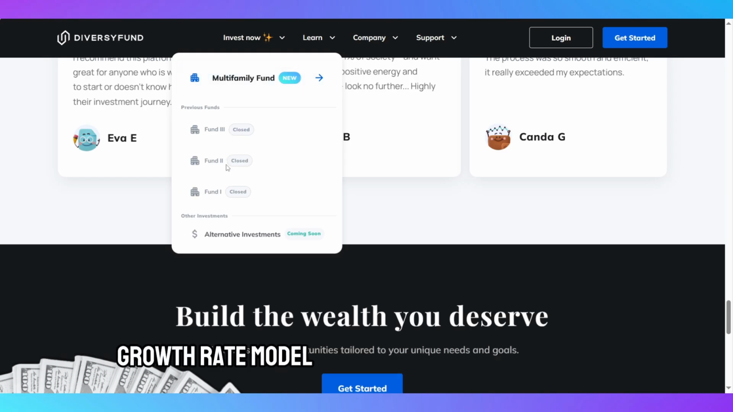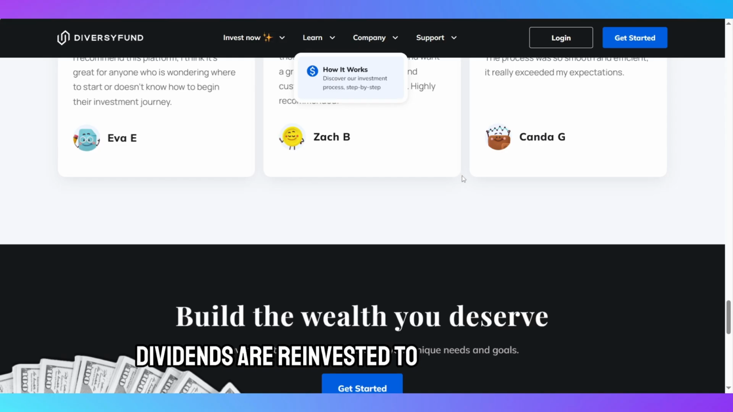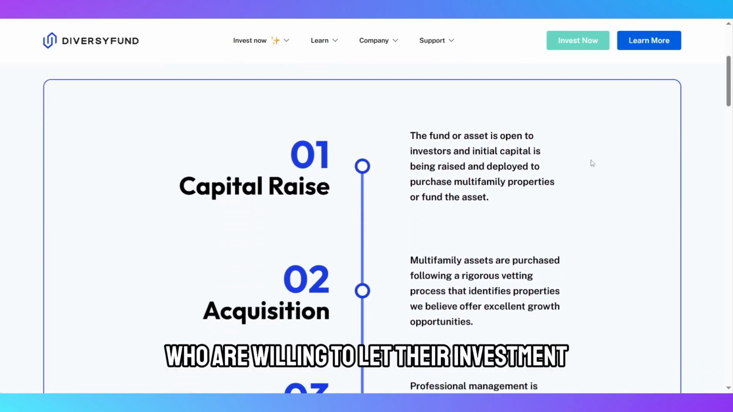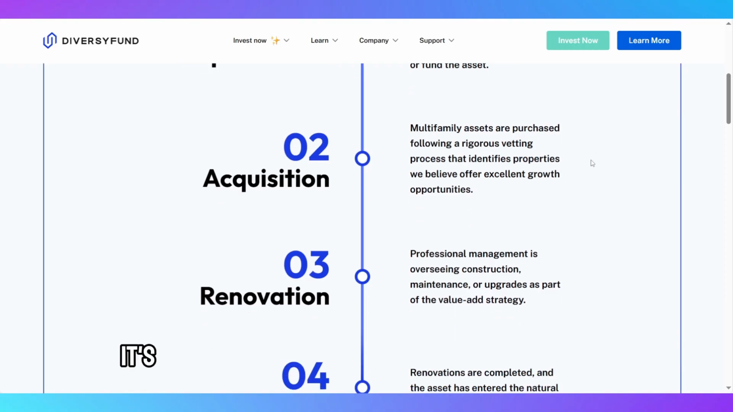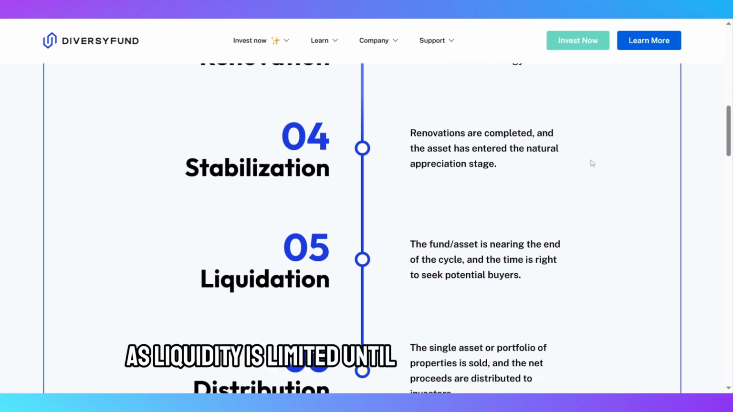DiversyFund's growth REIT model is focused on long-term gains. Dividends are reinvested to maximize returns, making it ideal for investors who are willing to let their investment compound over time. However, this also means it's not suited for those seeking regular income, as liquidity is limited until properties are sold.